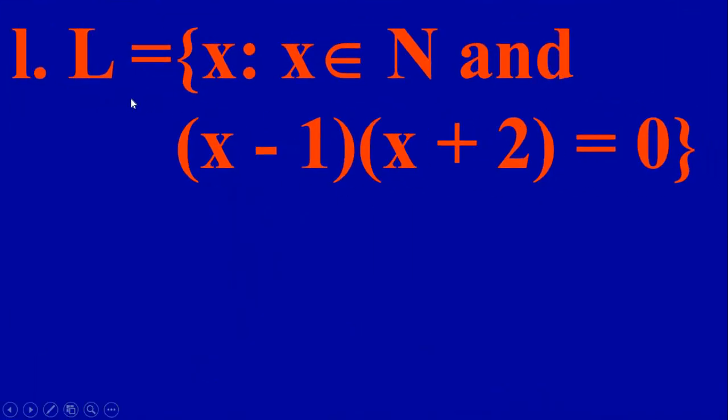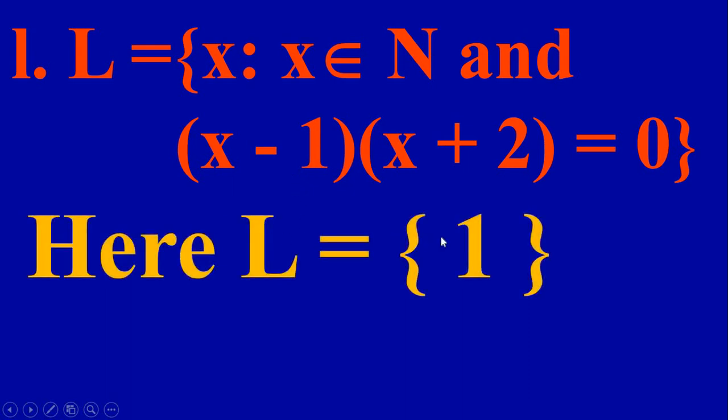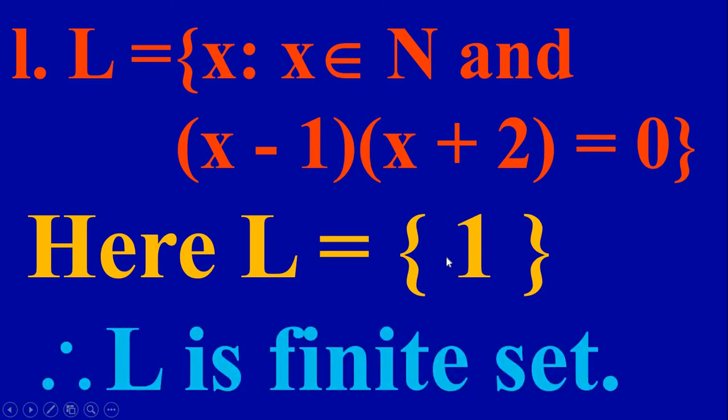So next one, L equal to the set of all x such that x belongs to N and x minus 1 into x plus 2 equal to 0. So how to solve this? So x belongs to N, natural numbers. That is x minus 1 into x plus 2 equal to 0 means we can take x minus 1 equal to 0. That is we get x equal to 1. X plus 2 equal to 0 means x equal to minus 2. But here important, x belongs to N. So it is a natural number. So minus 2 is not possible. So only one solution is x equal to 1. So here L equal to {1}. Solution is 1 only. Therefore this is a finite set. This is a singleton set. So therefore it is also a finite set.